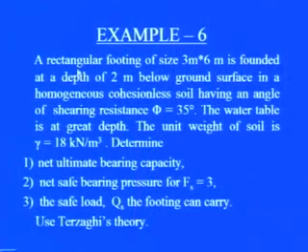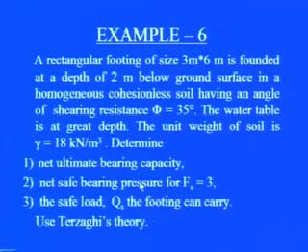Now, in another example, that is the case of a rectangular footing. A rectangular footing of size 3 meter by 6 meter is founded at a depth of 2 meter below ground surface in a homogeneous cohesionless soil. It means again C equal to 0, having an angle of shearing resistance phi equal to 35 degrees. The water table is at great depth. The unit weight of soil is 18 kilonewton per meter cube. We have to determine net ultimate bearing capacity, net safe bearing pressure for factor of safety equal to 3, and the safe load Qs the footing can carry.